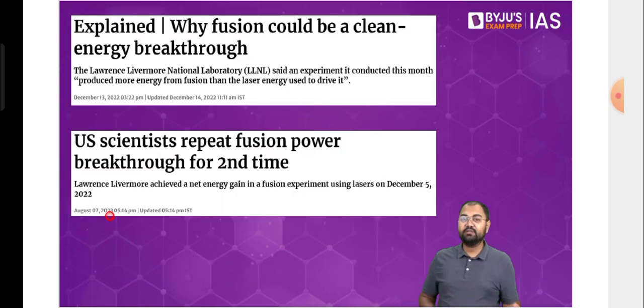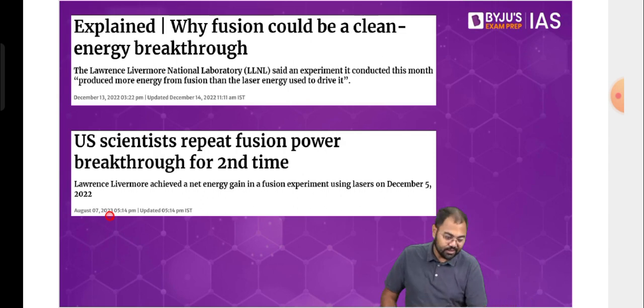In this particular scenario, the inertial confinement fusion, again, this is one way in which we have been trying. And in the last 1 year, this particular kind of confinement, that is called the inertial confinement, has been in the news twice. Once last year in the month of December, and then again last month, that is in the month of August.